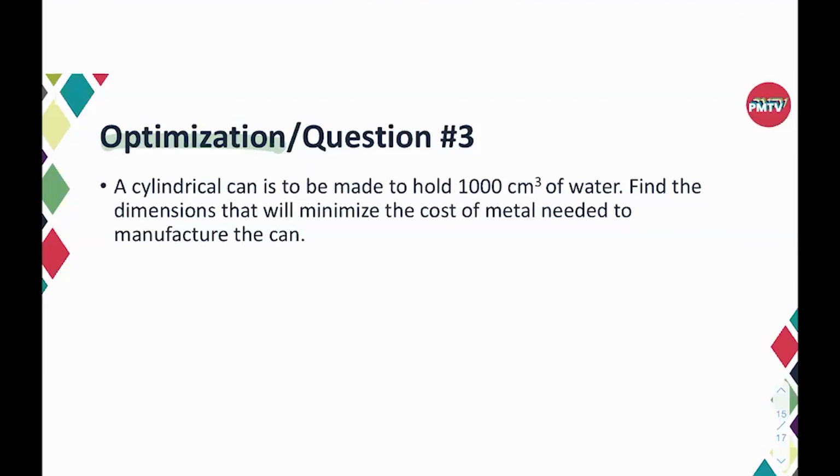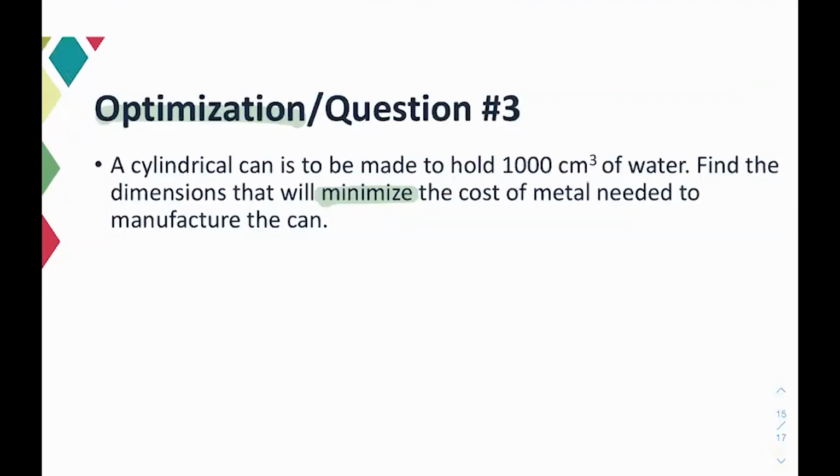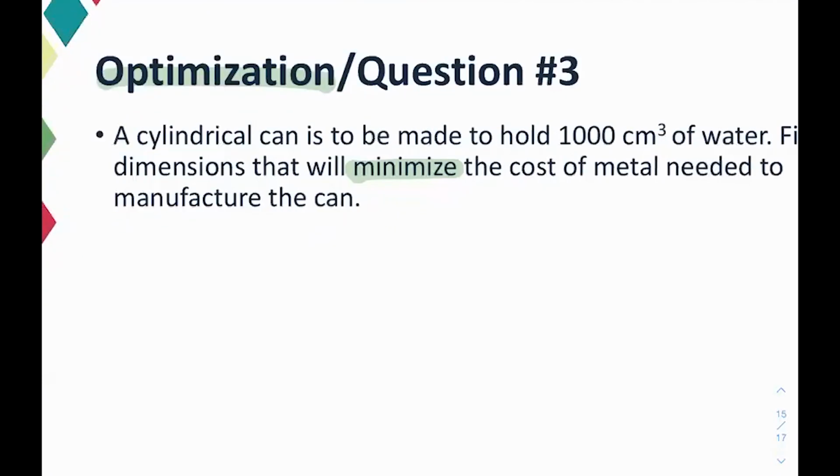So let's look at this particular problem. A cylindrical can is to be made to hold 1,000 cubic centimeters or 1 liter of water. Find the dimensions that will minimize the cost of metal needed to manufacture the can. So to start this problem, let's see what we actually have. In this case, we have a cylindrical can.